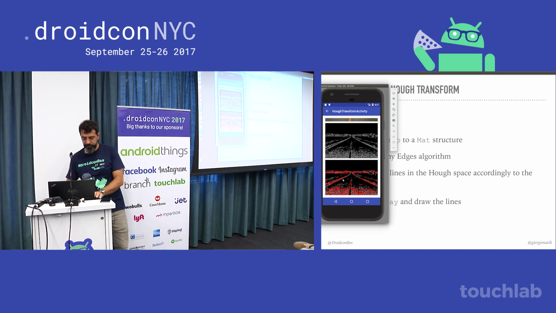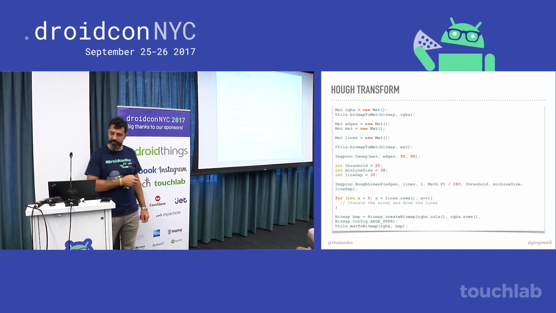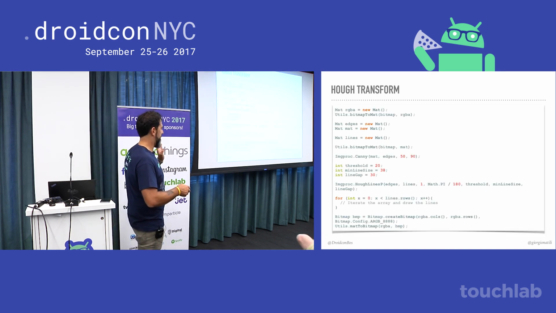The complexity is a little bit more, but why? Simply because I have to iterate into it, and I'm trying to keep the code a little bit organized. So the threshold is 20, the minimum line size is 38, line gap is 30. That's the Hough lines transformation that you are applying that comes from OpenCV.